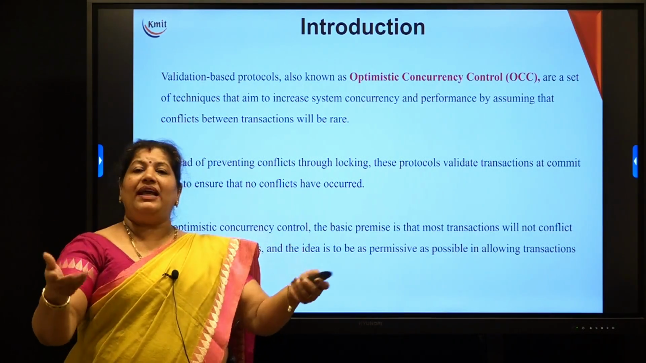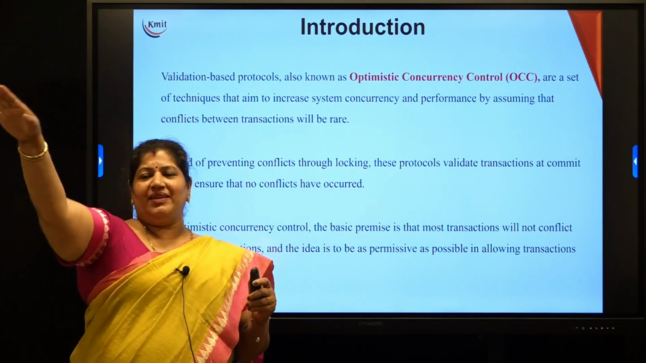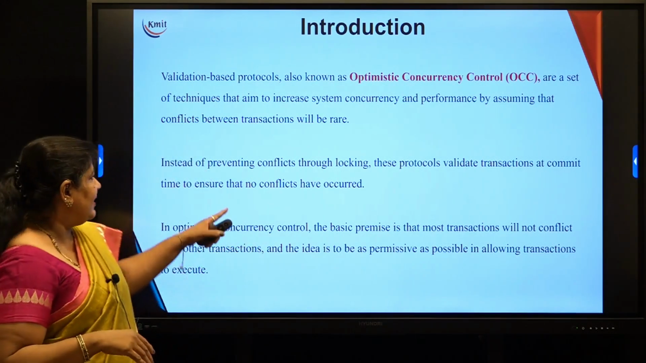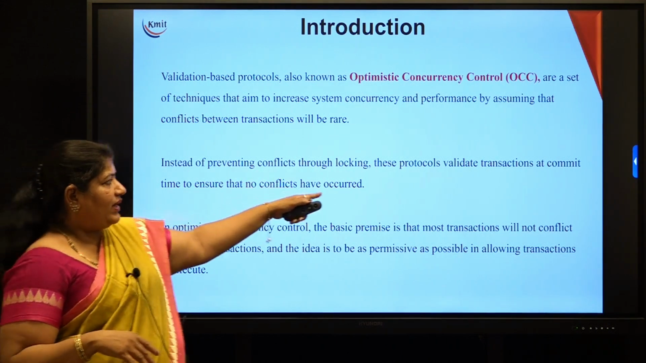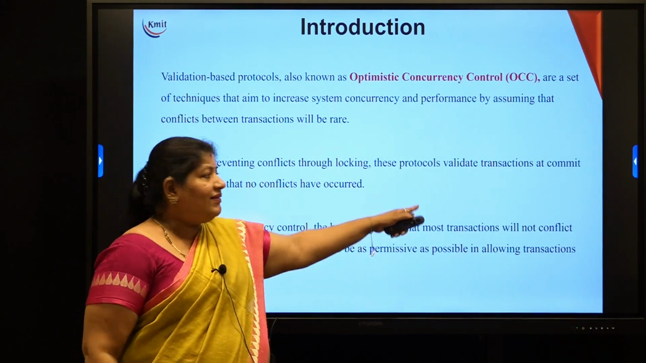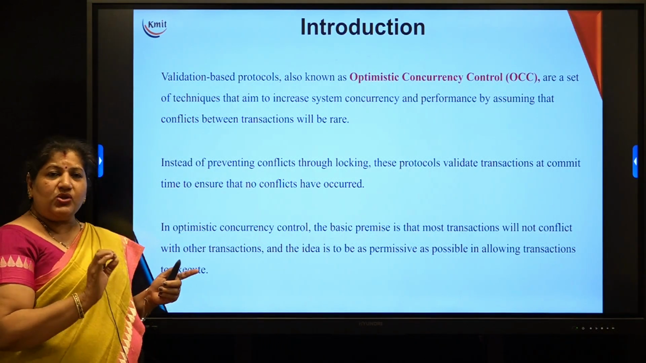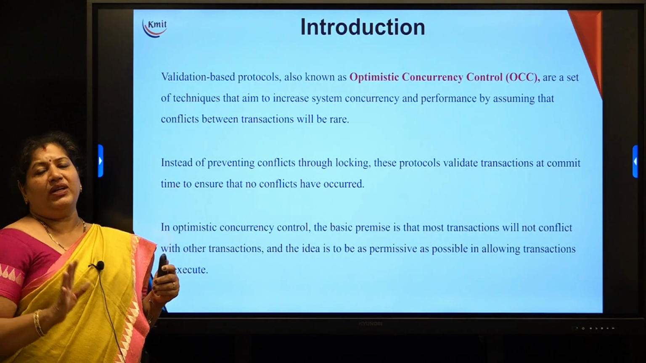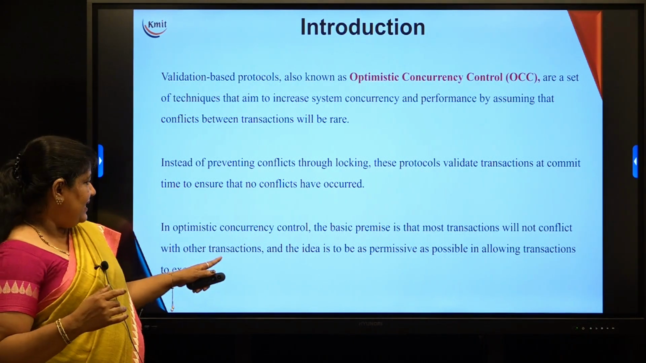I assume that deadlock will not happen, right? So that when it happens, let us see, because it is a similar thing. So instead of preventing the conflict through locking or timestamp, it will validate the transaction at the time of commit just to check whether it has conflicted with any of the other transactions. If so, it will just abort and restart it.